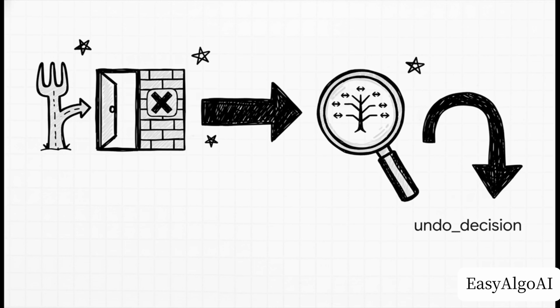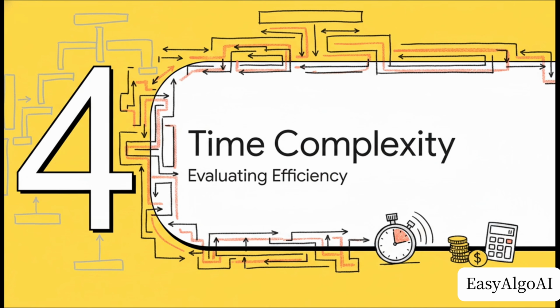For every possible decision, we call a function to make that decision. Then we call our depth-first search function recursively to dig deeper into that path. And right after that recursive call comes the magic line, undo decision. That right there is the computer literally turning around in the maze, resetting its state so the next iteration can start totally fresh. Let's jump into Section 4, Analyzing Time Complexity.